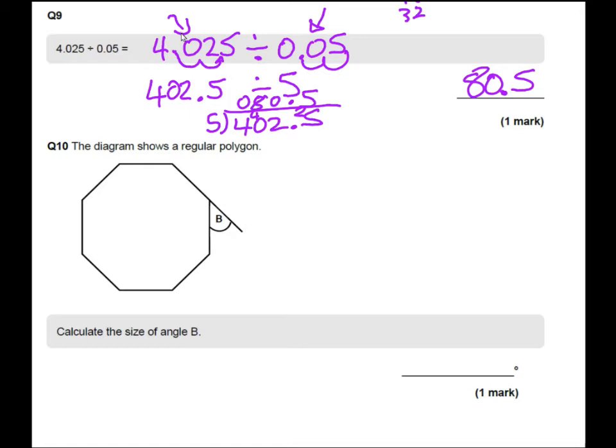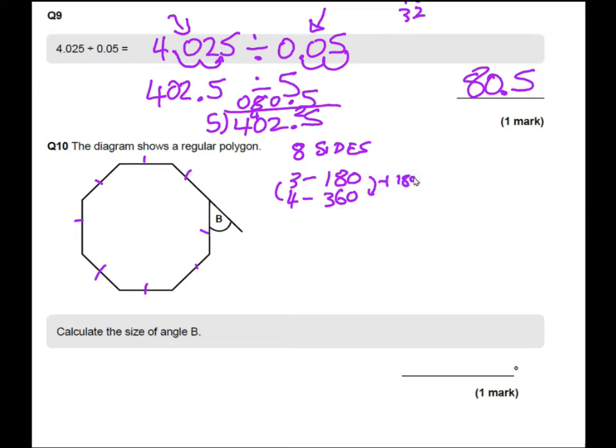Question 10 is your knowledge of shapes, and what they want to know is what is the angle at B. So the first thing to do is work out how many sides our shape has. So there's 1, 2, 3, 4, 5, 6, 7, 8 sides. Now remember what we said in class. A 3-sided shape had 180 degrees. We know the angles inside a triangle add up to 180 degrees. A 4-sided shape were 360, so every time we add a side, we add 180 degrees.